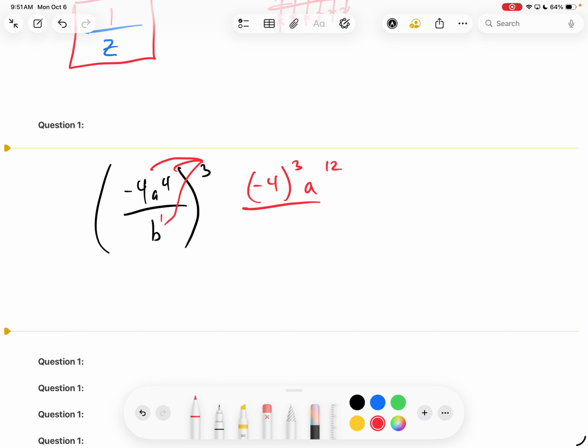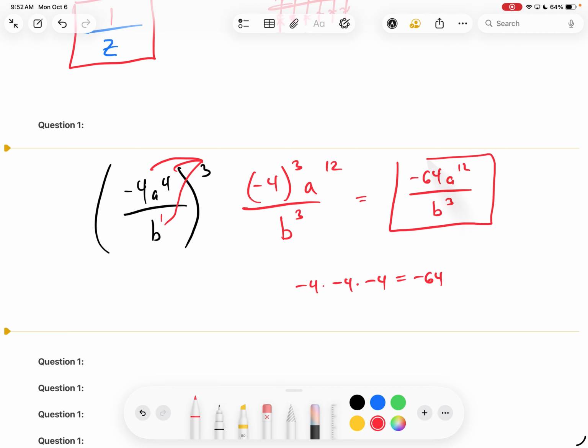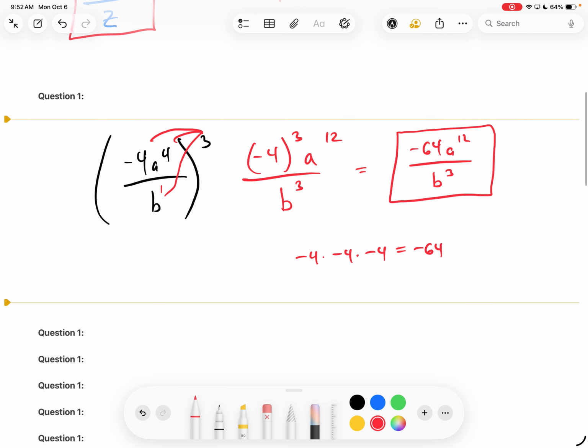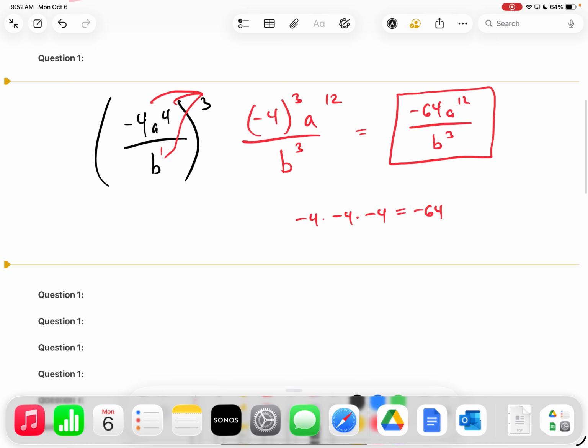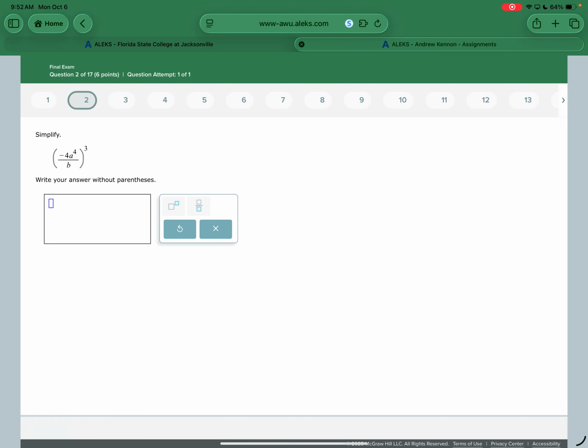And over here, the b to the first, that would be b cubed, okay? So you want to make sure you do the -4, the a, and the b, everything inside of there. -4 times -4 times -4 would be -64. So -64, a to the 12th, and b cubed. So you always simplify the number if you can. Make sure you take everything inside there to the third power.